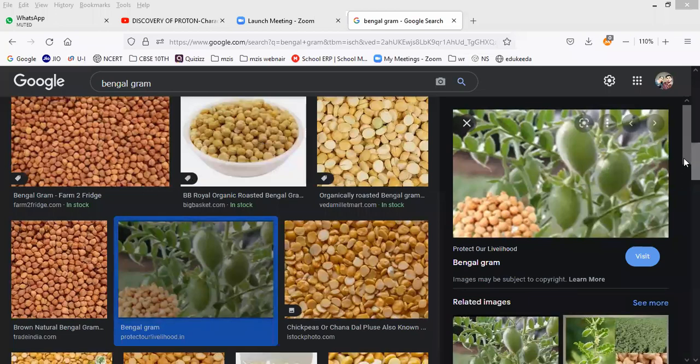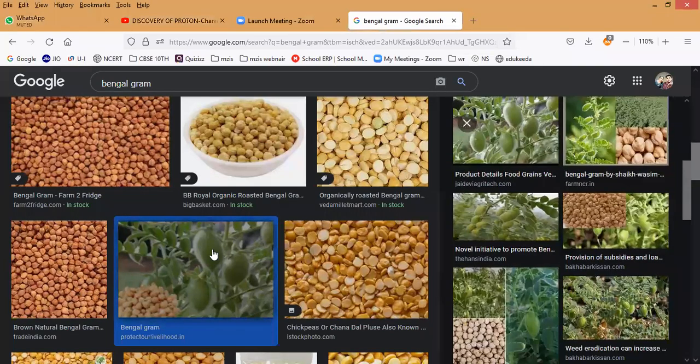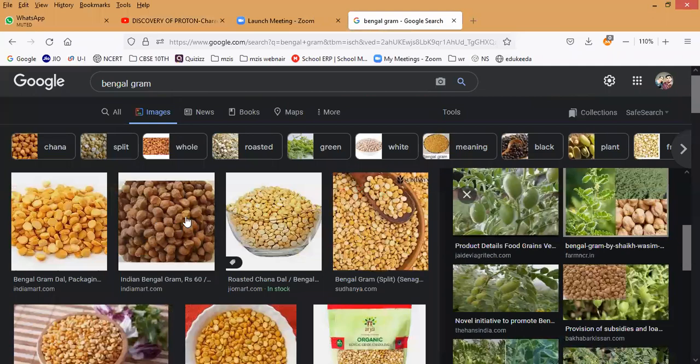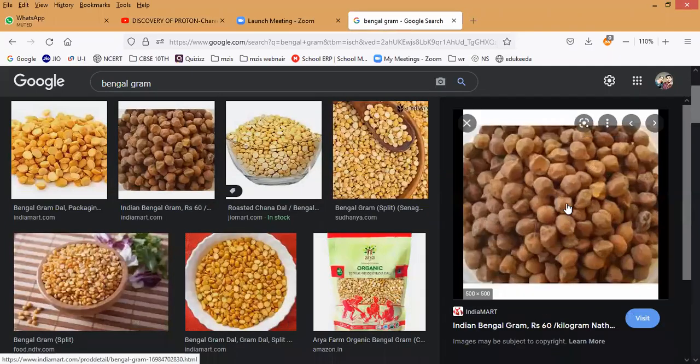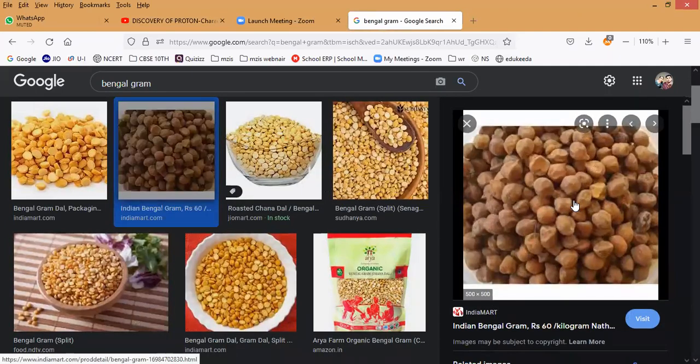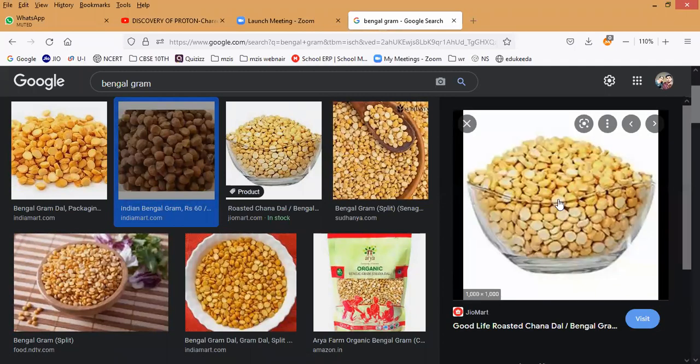If you remove it, again it has a brown color substance. Then if you remove that, you can see this is what we can say Bengal grams. So this brown color layer is also protective. Once you remove that also, then only do we get what we call roasted chana and all. Have you seen it?